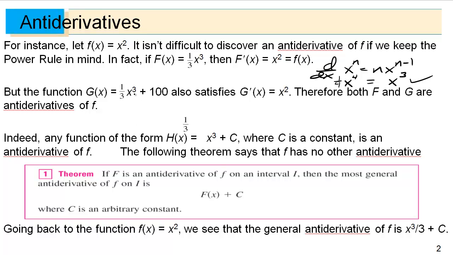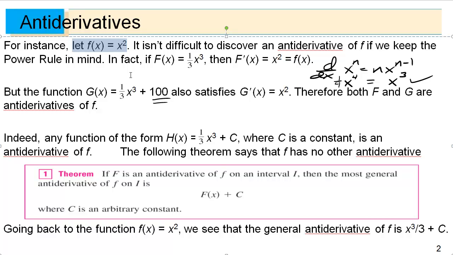But you can also see that 1/3 x cubed plus 100, if you take the derivative of that, also equals x squared because the 100 goes away. And in fact, 1/3 x cubed plus any constant will satisfy it. So anything of this form where c is any constant is going to be an antiderivative of f. Because if you take the derivative of 1/3 x cubed plus a constant, the constant goes away, and you just end up getting x squared. So we can see that the general antiderivative of our original function f is going to be 1/3 x cubed plus a constant.